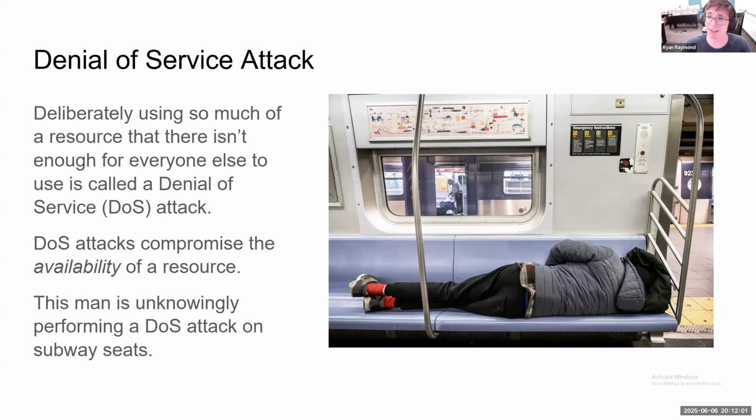Just a couple forms of network attack. The most basic one is a denial of service attack. So the idea is if you can use up a resource, it basically blocks people from being able to use that resource. For example, this gentleman is performing a denial of service attack on subway seats by using up many subway seats, and he's being very efficient about this. That's a simple denial of service attack.